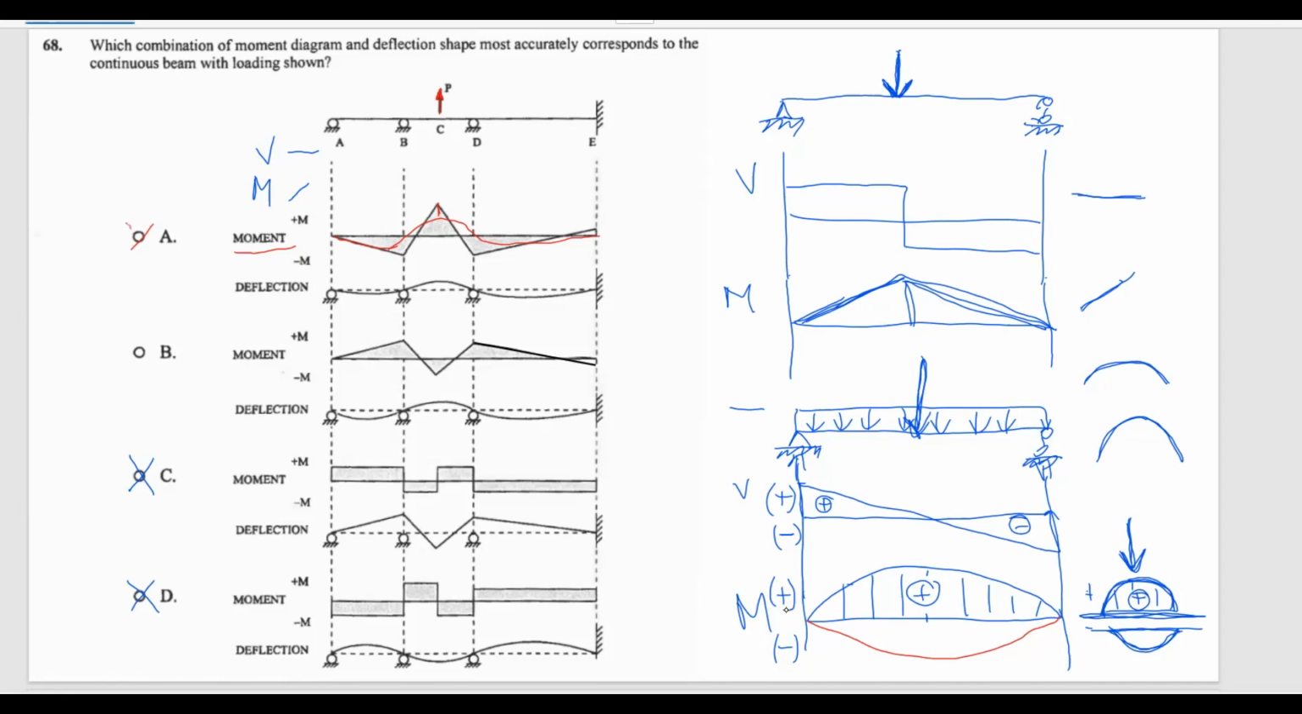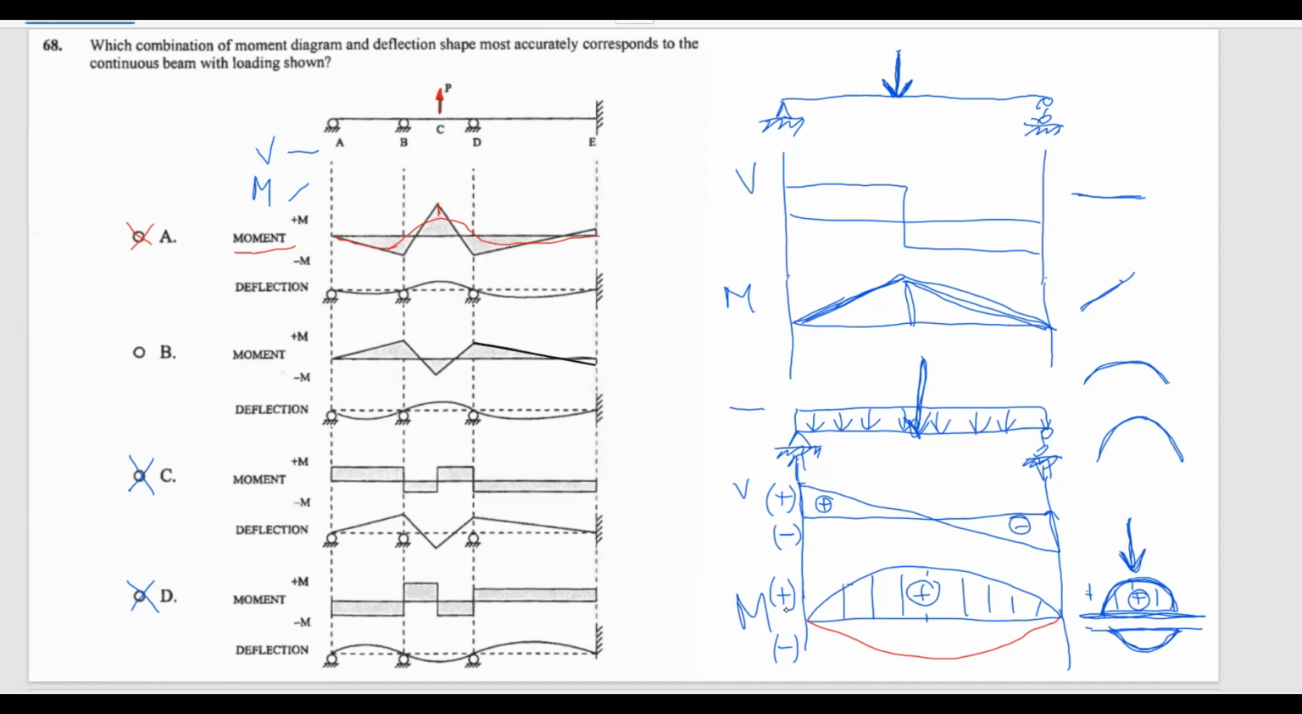Now, let's look at B. We're left with B, so obviously B is the correct answer, but I'm going to go over B just to kind of point out the facts that we've discussed before and point out why this is the correct answer.